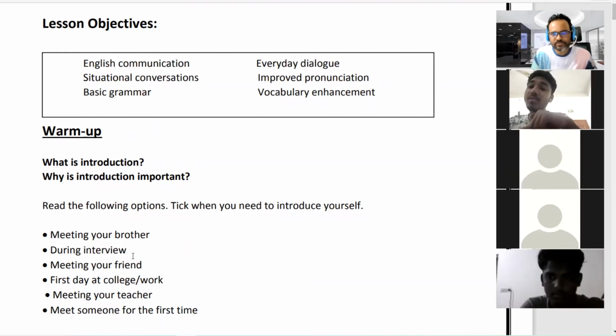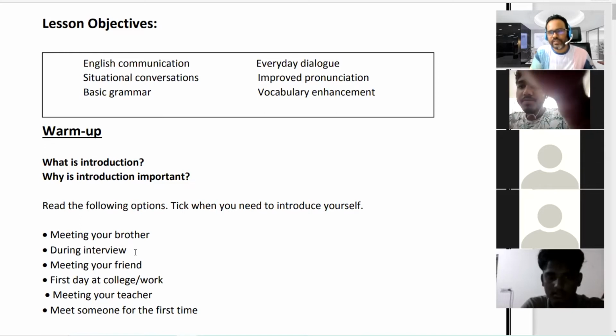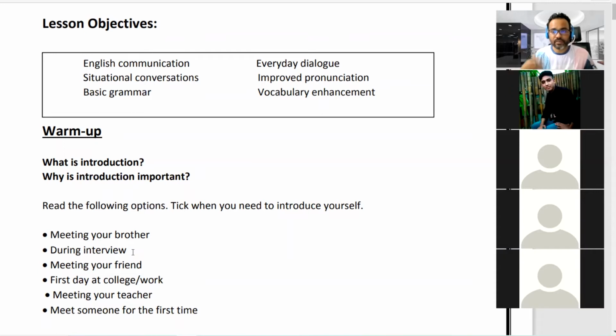During an interview, do you need to introduce yourself? Yes, sir. It's a very common question: describe yourself, say something about yourself, say your particulars. So this is a very common question in the interview, and we have to introduce ourselves in front of the interviewer, as we are the interviewee.